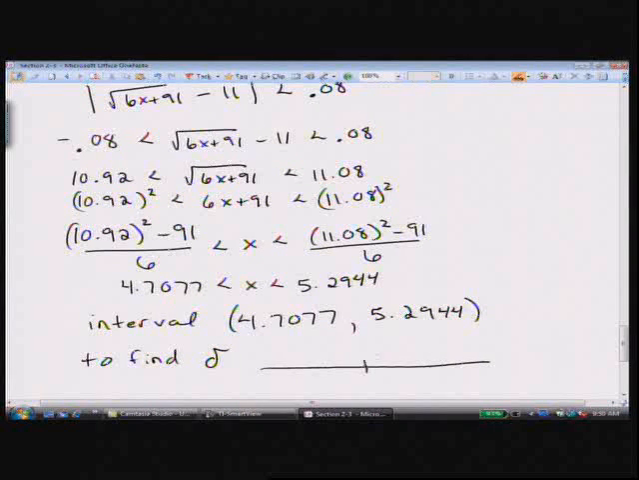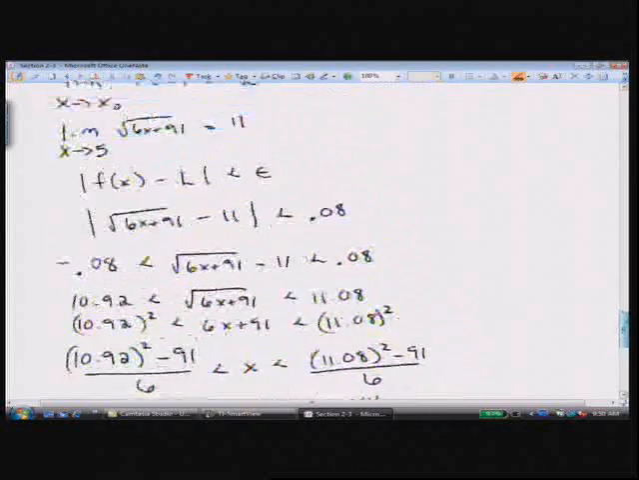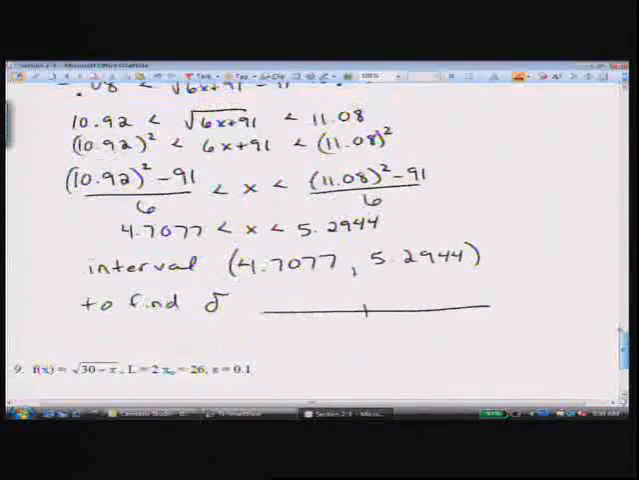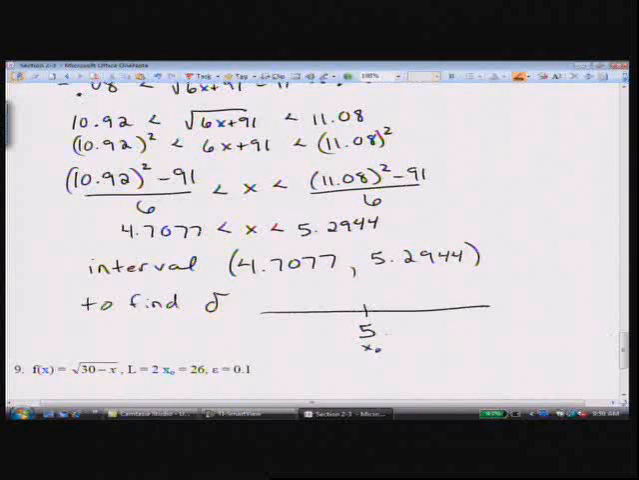Right, what goes in the center? The ideal value, which was, in this case, 5. Was it 5 in the last one? No. But that changes, right? It's your x naught. Okay, and so we do 5.2944 on that side and 4.7077. And if you find the distance from this to this, obviously that one's 0.2944.